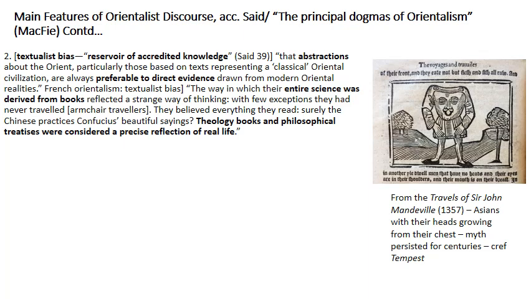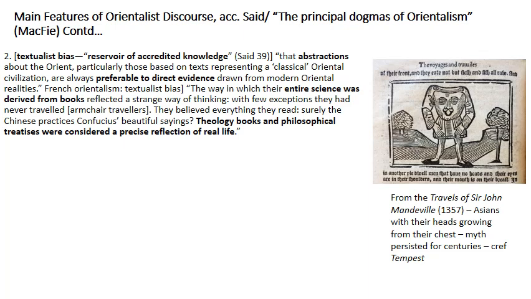That abstractions about the Orient, particularly those based on texts representing a classical Oriental civilization, are always preferable to direct evidence drawn from modern Oriental realities. This is particularly visible, apparently, according to Said, in French Orientalism. So this is basically an anti-empirical attitude, where what you observe about the Orient is less important than what the authorities have said since time immemorial, all right?